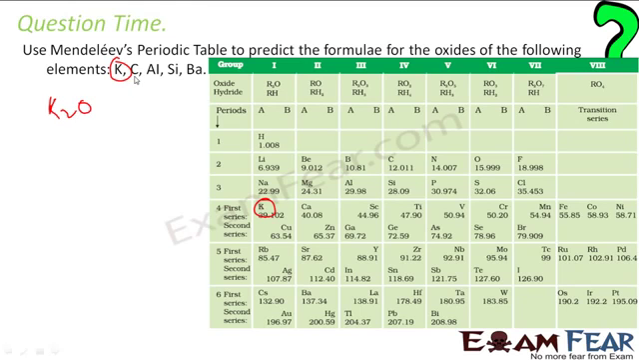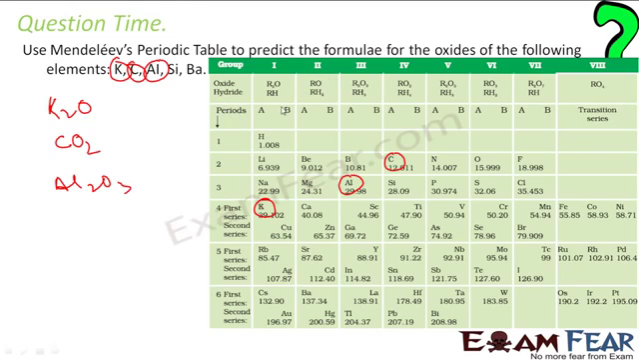Very simple. Next is C. C is carbon. Carbon is here. Carbon is in group 4. Group 4 is the RO2 form, right? So R is C, O2 form. So this one is CO2. The next is aluminium. Where is aluminium? Aluminium is here, in group 3, R2O3. So it will be Al2O3. Just replace R with Al.